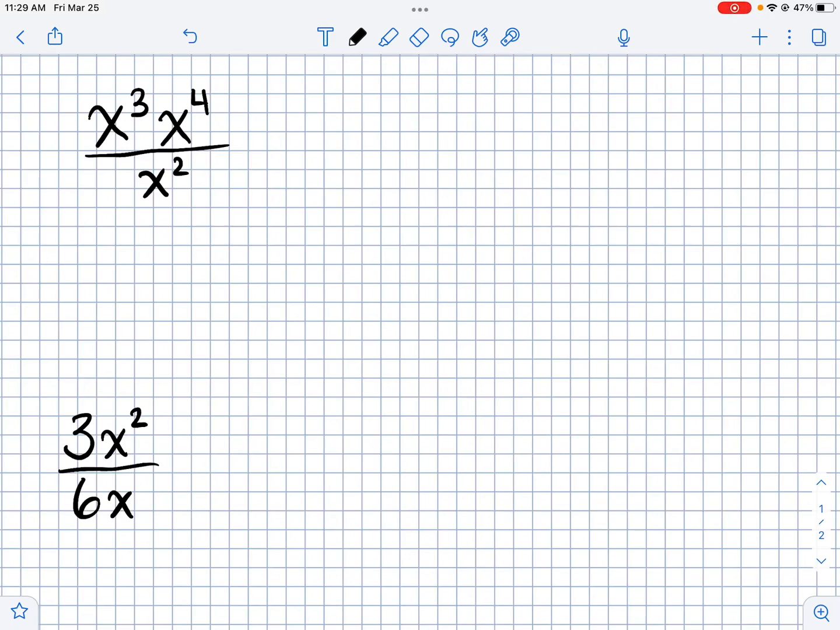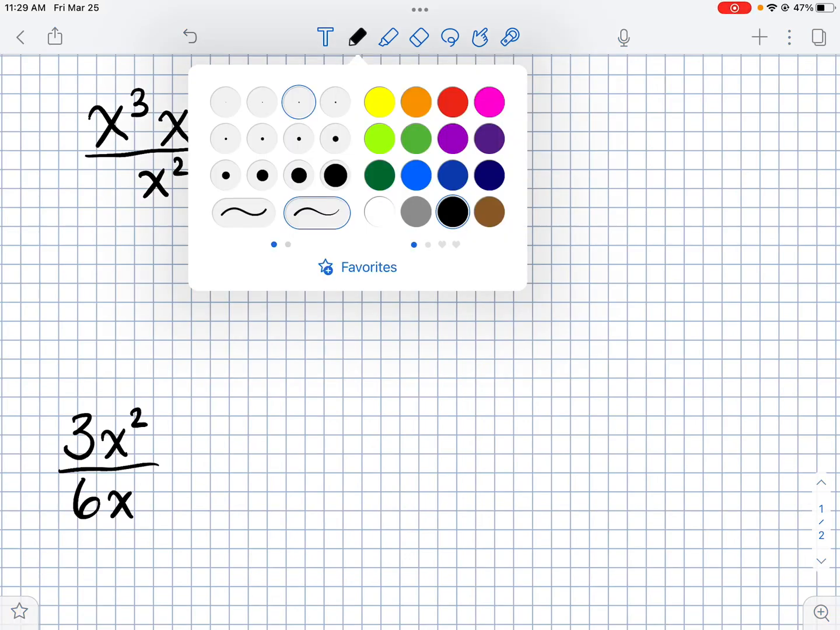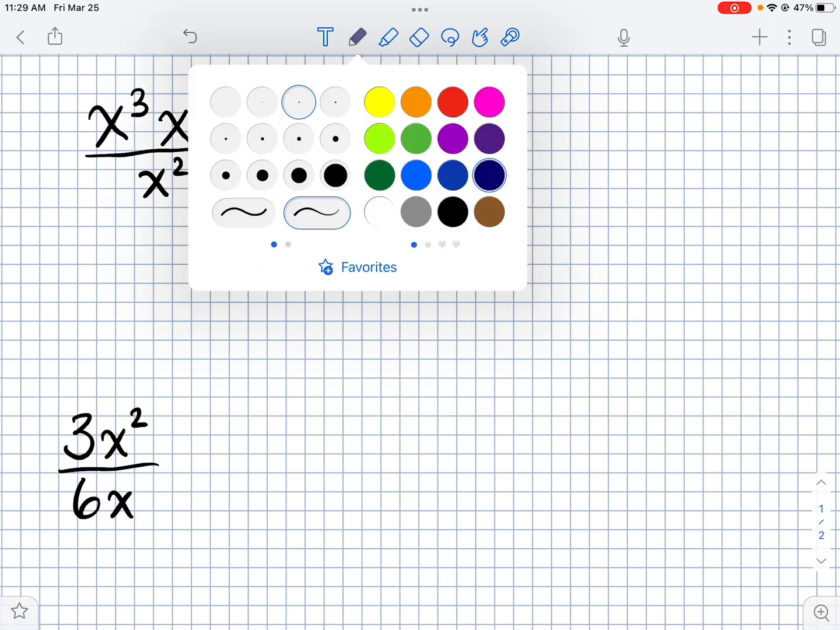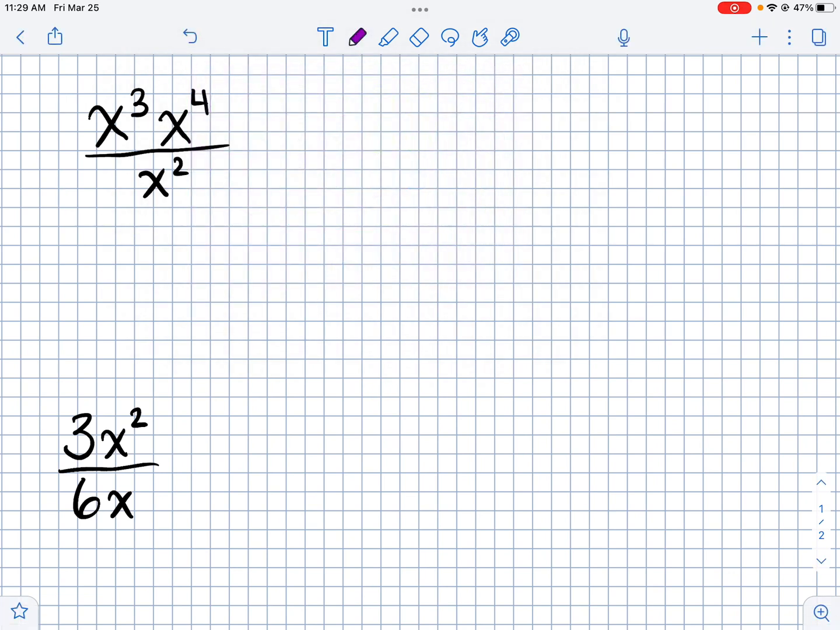Hi everyone, this is just an extra video on solving or simplifying expressions using exponent laws. I got a lot of questions about these, so I thought I'd make one more video to see if that helps. Okay, so here is an expression right here, and it's got some x's and they have exponents. So we're going to simplify them using the laws that we learned.